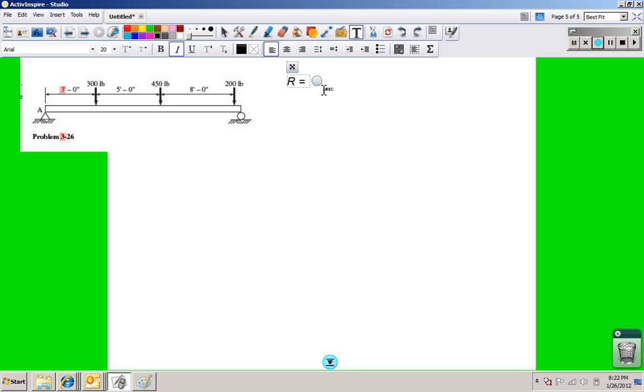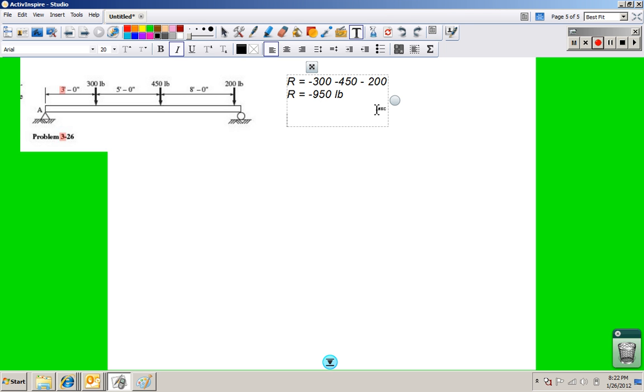So it is negative 300 because it's going down, plus a negative 450 because it's going down, plus a negative 200 because it's going down. So the resultant is equal to negative 950 pounds. Alright, so that's easy enough, but now we need to find the location of that resultant.